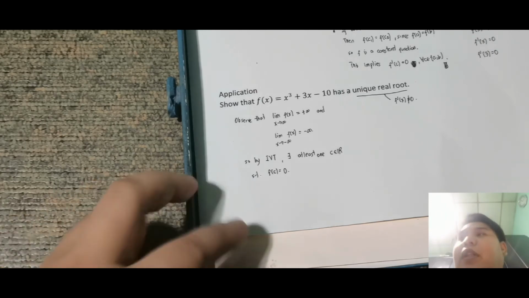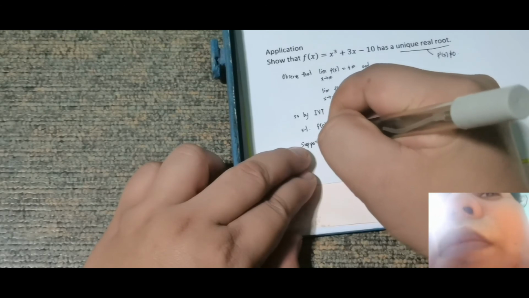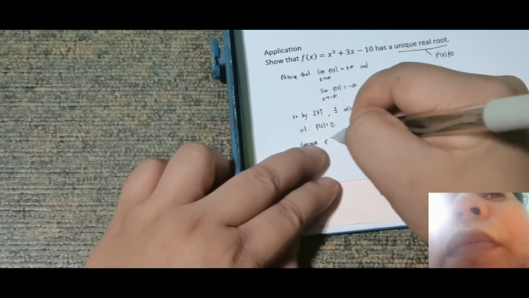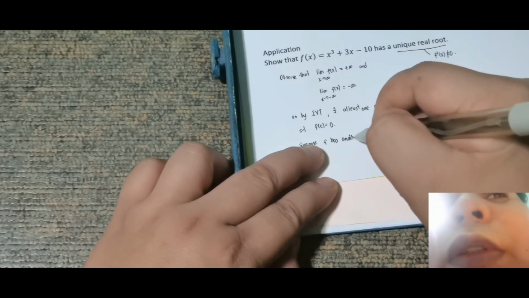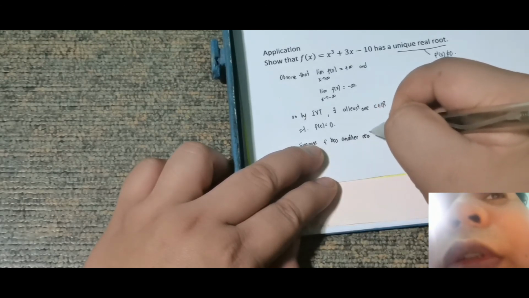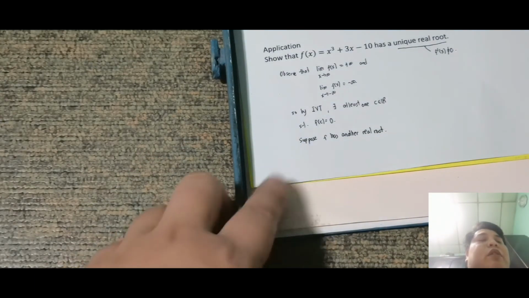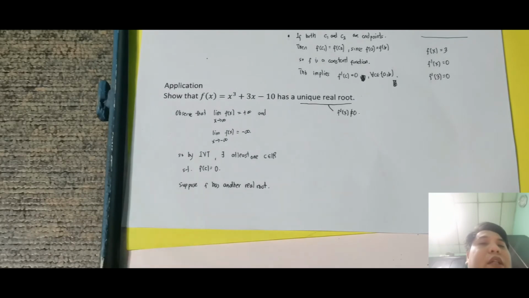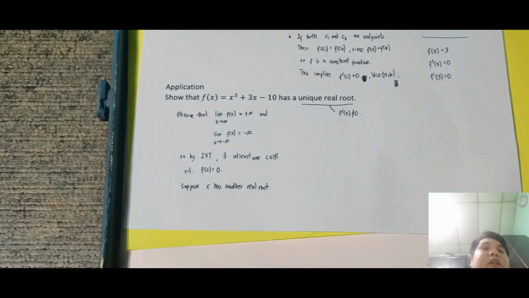Okay, ngayon, suppose, yung f natin may real root. Okay? So, what if, suppose f has another real root. Okay? So, for example, bukod kay C, may isa pa siyang real root. So, kasi expected ko, tatlo yan eh. Okay? So, suppose, bukod kay C, meron pa siya isang real root.